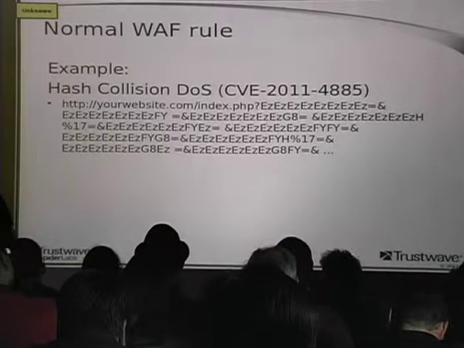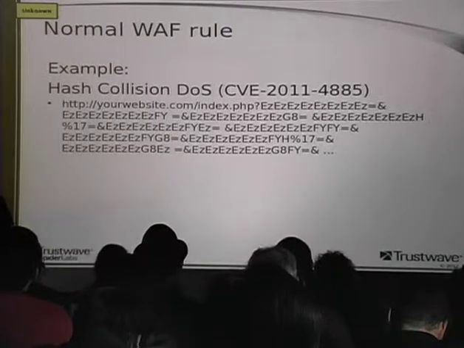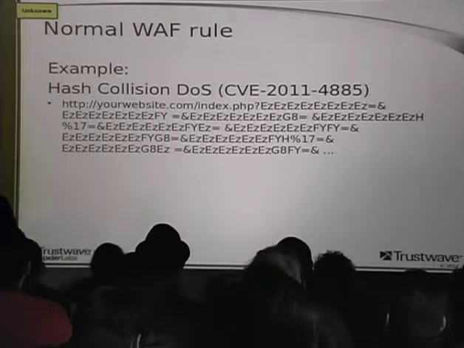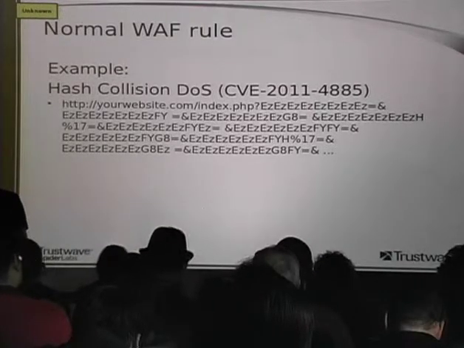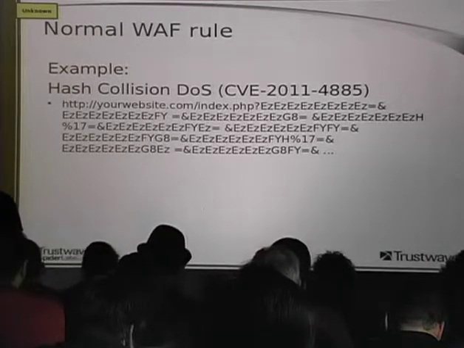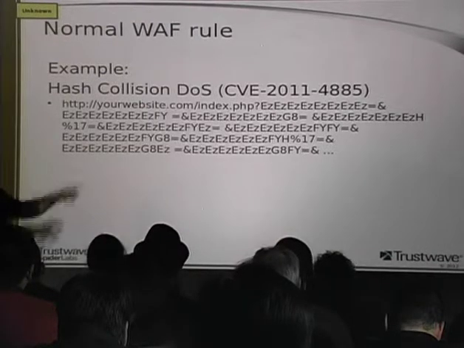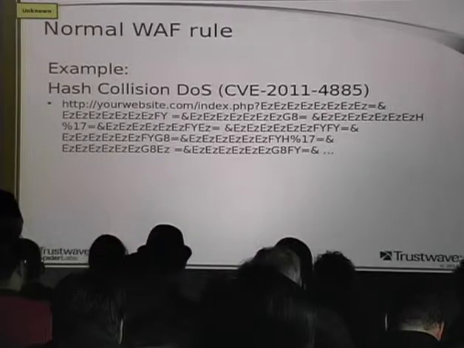I'm going to show you a quick rule. This is CVE-2011-4885. Who knows how hash collisions work? Yeah, that was a fun one. This is basically a denial of service. You could send a website request with a bunch of variables, those key value pairs, send a whole bunch and they look like this, and you do some calculations to be able to guess the variables at the right intervals.